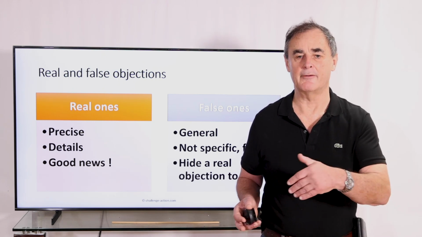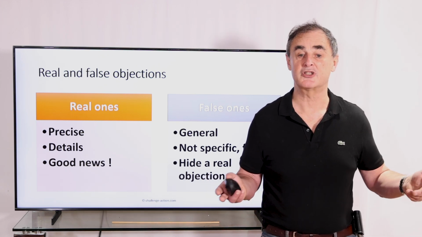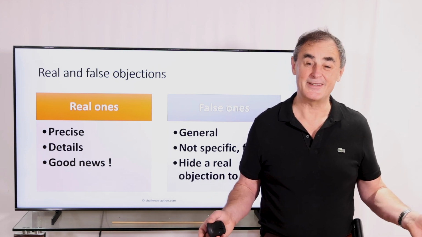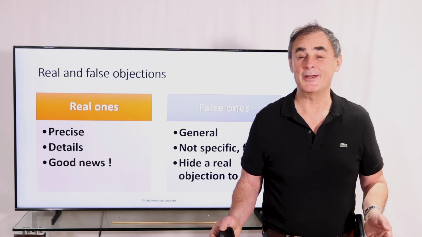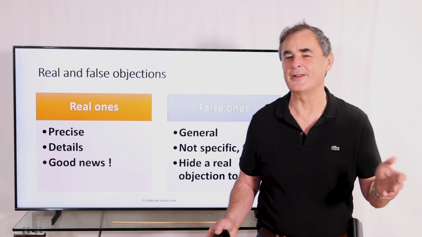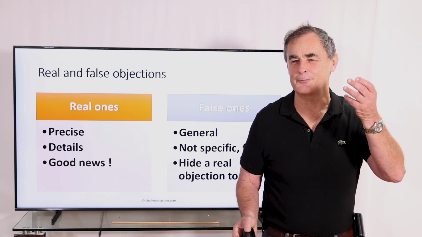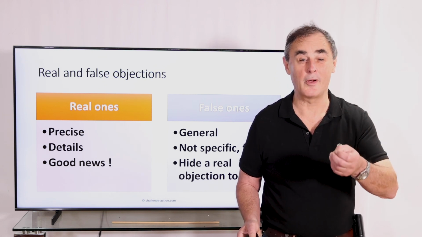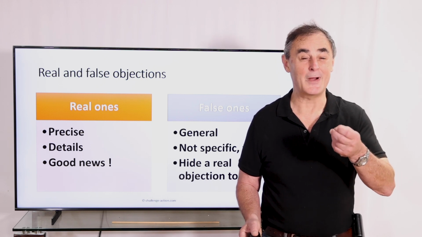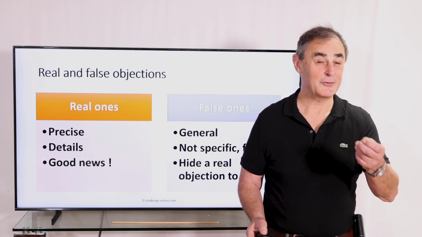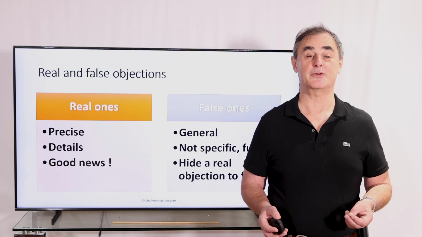So he hides himself with another one, with a false one. And this false objection is general, it's not specific, it's fuzzy, and you feel that there is something wrong. It's too general. So the problem is that it hides a real one which is behind. So you will have to try to ask some questions so that you can find the right objection, so that you can answer the right objections.